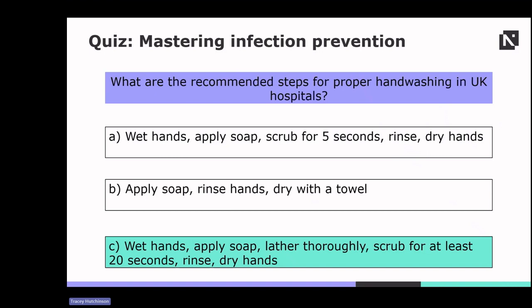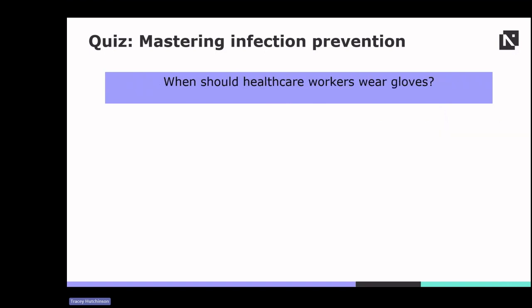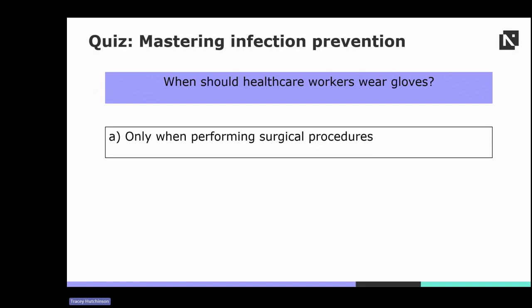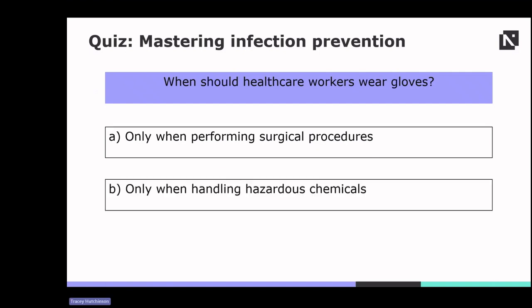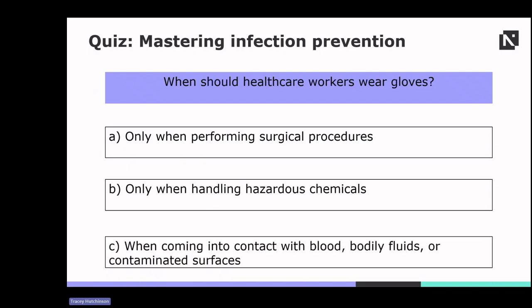The answer is C. Wet hands, apply soap, lather thoroughly, scrub for at least 20 seconds, rinse and dry hands. When should healthcare workers wear gloves? Only when performing surgical procedures? Only when handling hazardous chemicals, or when coming into contact with blood, bodily fluids, or contaminated surfaces.